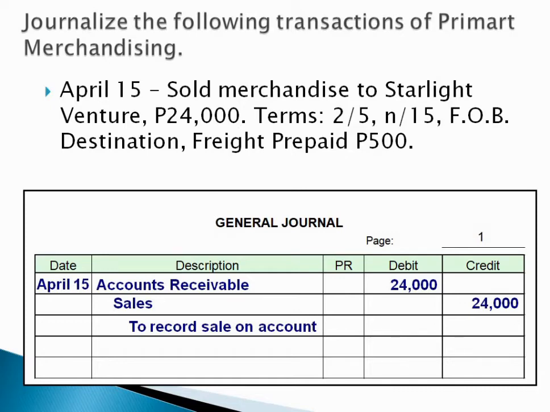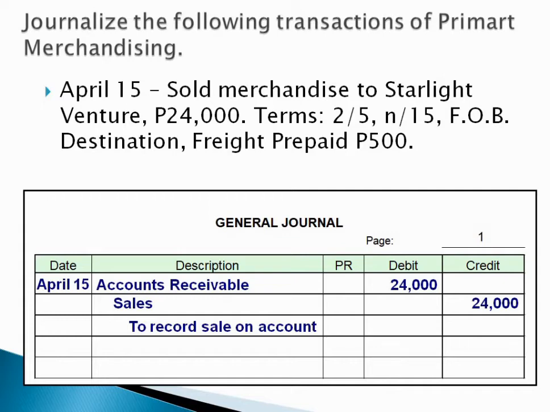If this were a quiz or a test, don't commit the mistake of immediately moving forward to the next date because we are not done yet with this one on April 15. Notice this freight prepaid, 500 pesos. So what must be the entry for this freight cost? When the term is FOB destination, who must debit the account title freight? The seller. Remember, DESE, destination, seller.